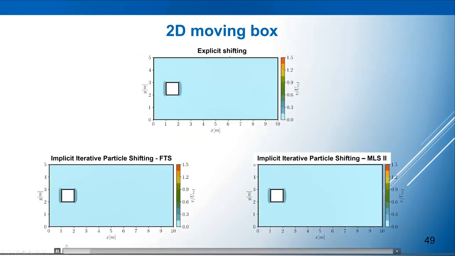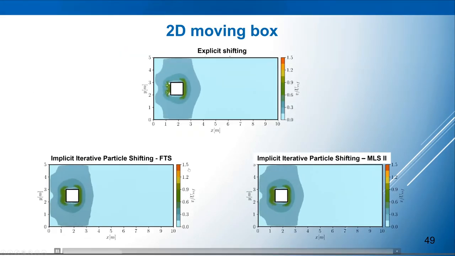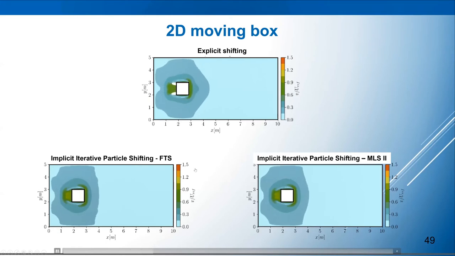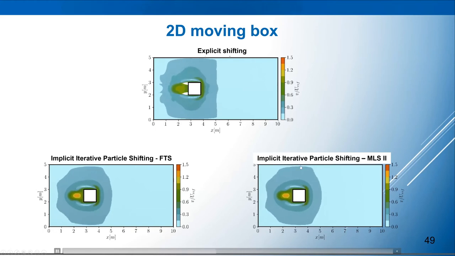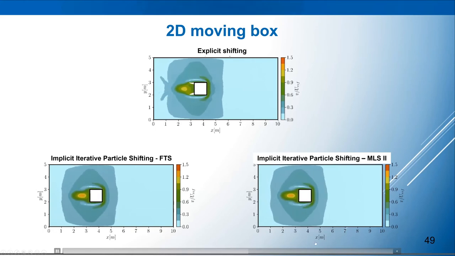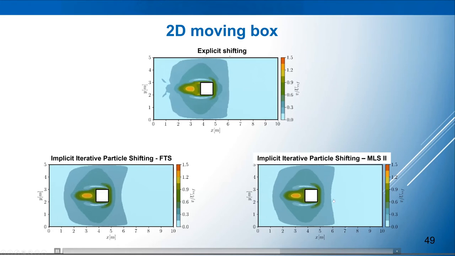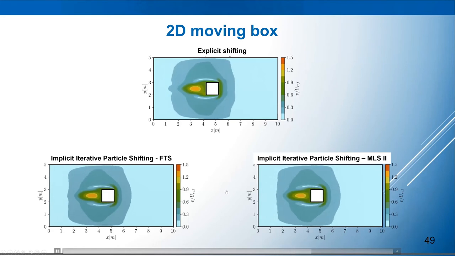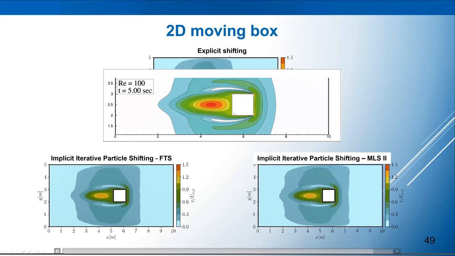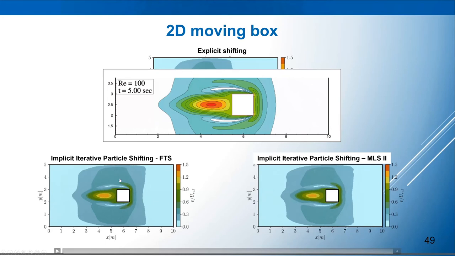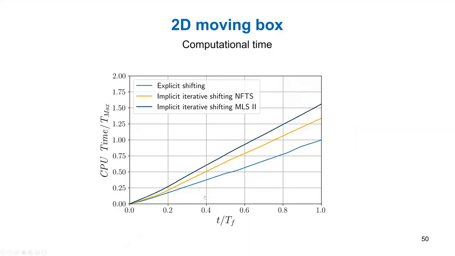And this is also confirmed when you are looking at the velocity field. There is a reference solution for this, which you can download on the SPHERIC website, and which I also have reproduced here. You see that basically by introducing the IIPS approach, we were able to obtain a velocity field which is very similar to the reference one.